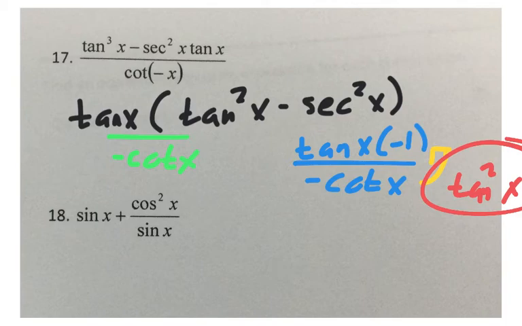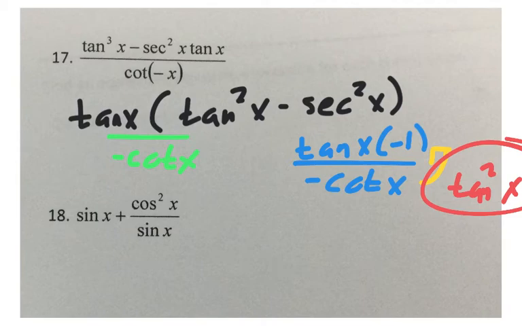Okay, when I look at 18, my first thing I'd want to do is move sine to the numerator. That'd be the first thing I'd want to try. What happens if I move sine to the numerator? It would become cosecant. Is cosine squared cosecant going to do anything for me? No. So that's a bad path forward, so let's quit that idea.